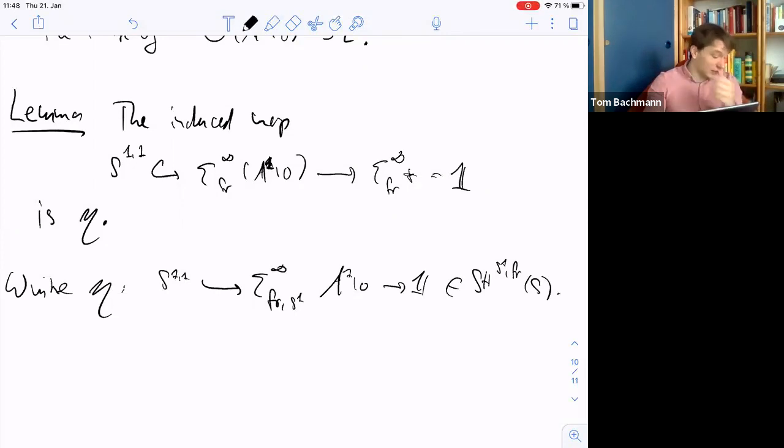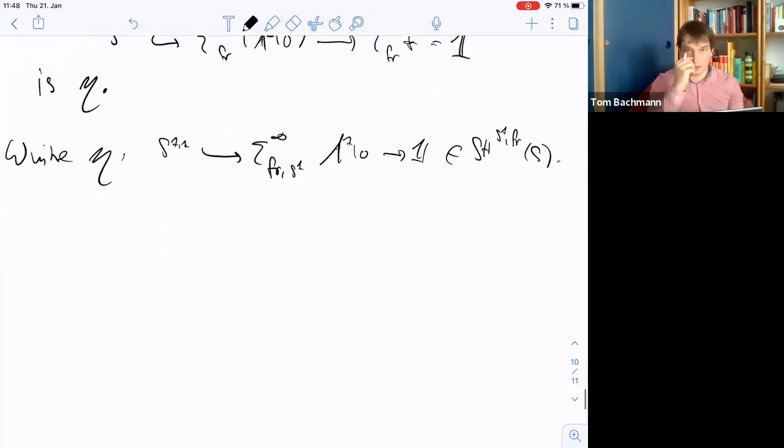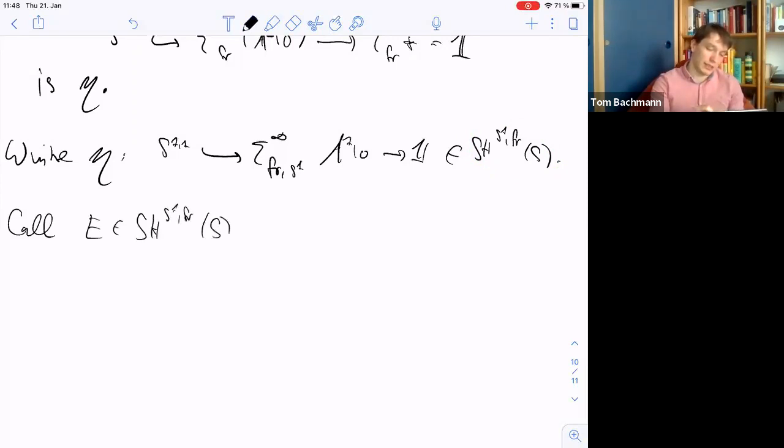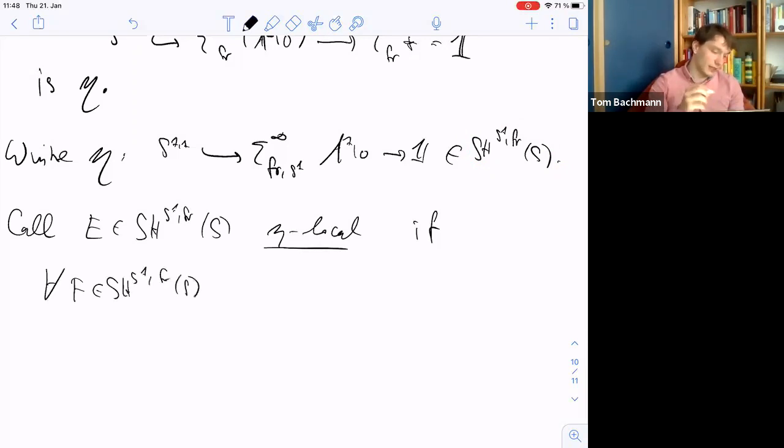And so now here's what is, I think, basically a standard move, but maybe not as well known as it should be, which is that I will now localize this category at Eta. This is done as follows. We call E in SH S1 framed of S Eta local if for all F in SH S1 framed of S, the pullback on mapping spaces, so I do maps from F to E, and then I pull back along Eta maps from sigma 1 1 F to E, right? And this should be an isomorphism or an equivalence of spaces or whatever.